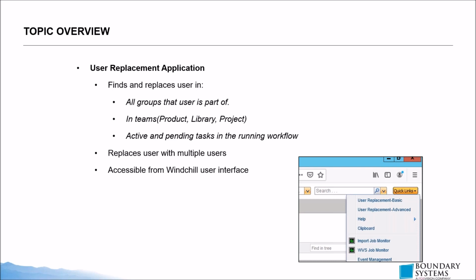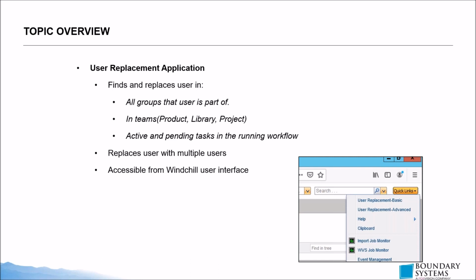So the tool that I'm about to show you is called user replacement. This application finds and replaces a user in all groups that the user is part of, in all the contexts that the user is part of, and also the active and the pending tasks that the user might be having or might be part of. And the other thing is when you do the replacement, you can replace an old user with multiple users. So you can split the permissions, you can split the tasks among multiple users.